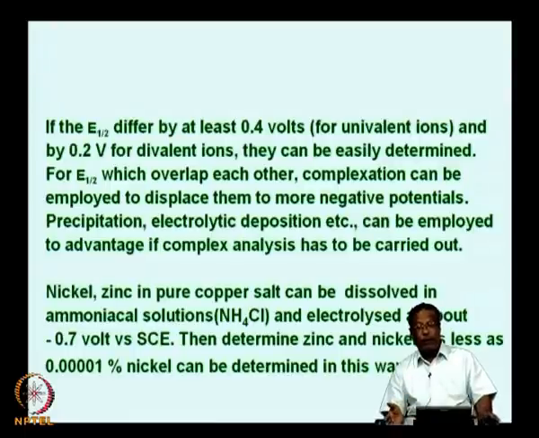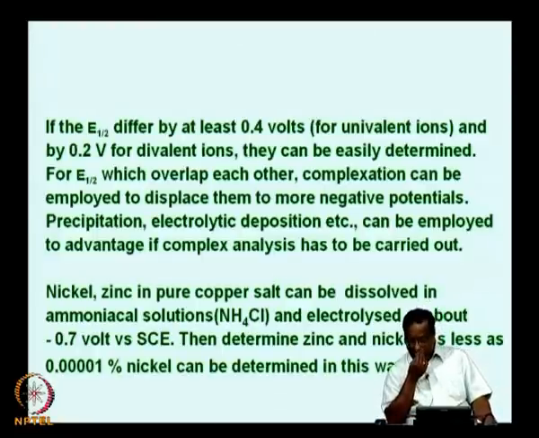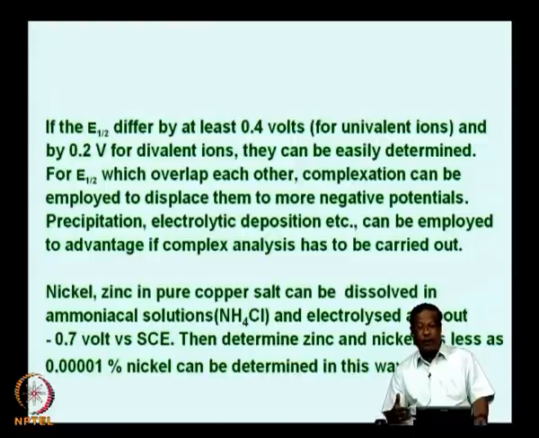If the E half, that is the decomposition potentials, differ by at least 0.4 volts, you will be able to determine the elements in succession. That is, if you have two or more elements to be determined, then their E half should be different by at least 0.4 volts. That is for univalent ions like sodium, lithium, potassium, thallium, etc. And for divalent ions, the E half should differ by at least 0.2 volts. Then they can be easily determined with sufficient clarity.